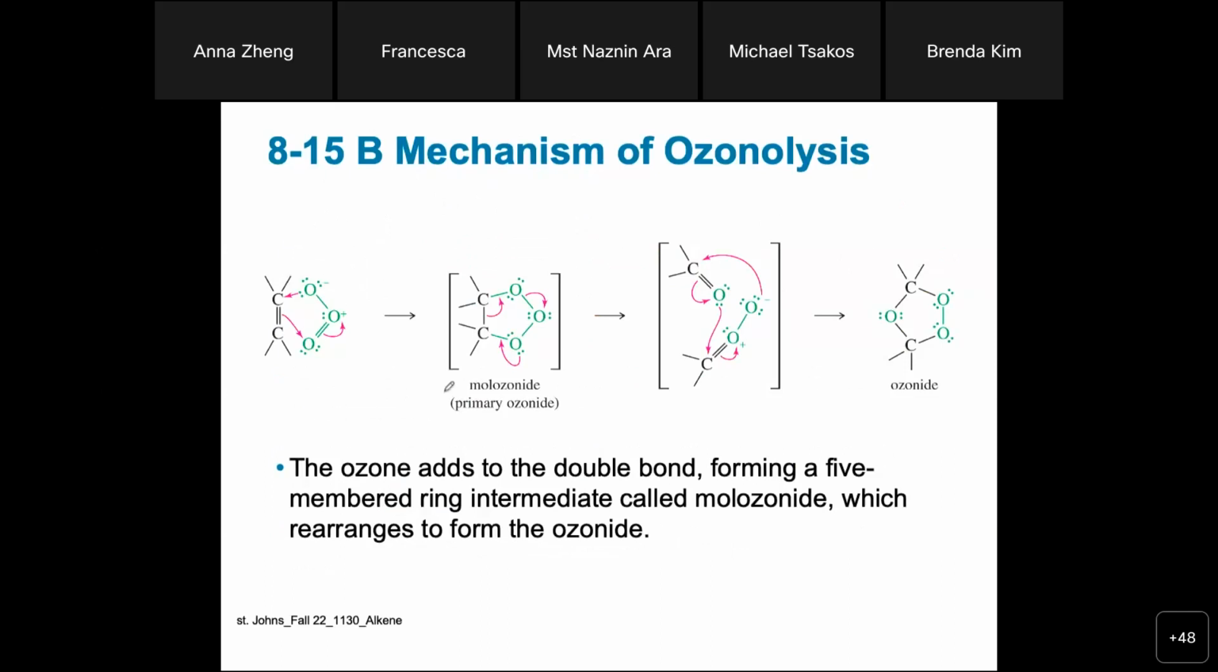And this is the mechanism. When it makes the initial attack, it will make this kind of intermediate, and this is called the molozonide, the primary ozonide. This is called the molozonide.